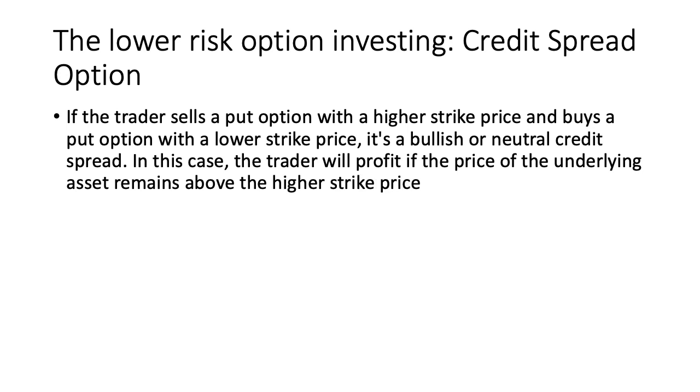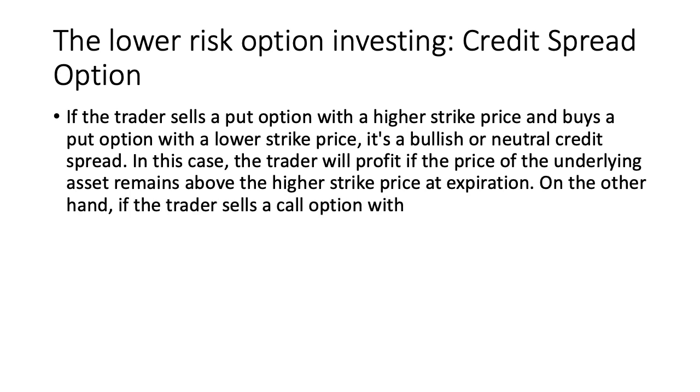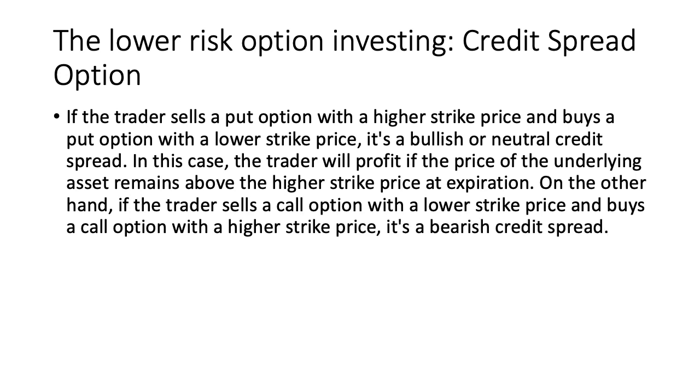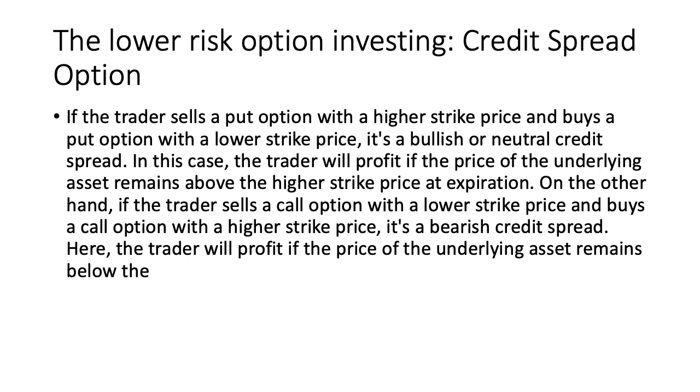In this case, the trader will profit if the price of the underlying asset remains above the higher strike price at expiration. On the other hand, if the trader sells a call option with a lower strike price and buys a call option with a higher strike price, it's a bearish credit spread. Here, the trader will profit if the price of the underlying asset remains below the lower strike price at expiration.